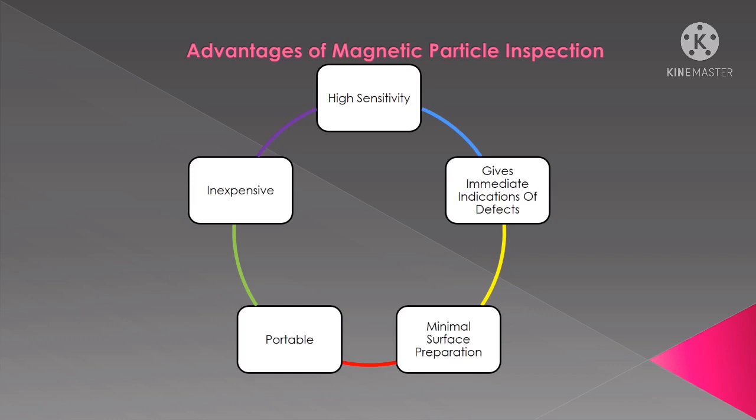Advantages of magnetic particle inspection. The first one is high sensitivity. High sensitivity means small discontinuities can be detected. It is quick and relatively uncomplicated. Second, it gives immediate indication of defects. Indications are produced directly on the surface of the part and constitute a visual representation of the flaw. It gives immediate indication of defects.